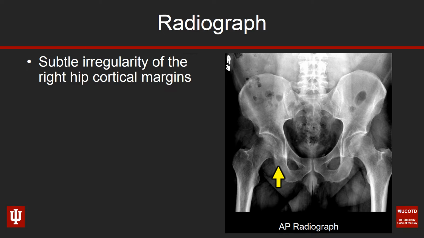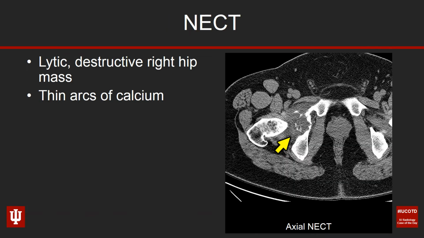On plain radiograph, there's not too much going on other than subtle irregularity of the right hip cortical margins. I'd be rather hard-pressed to draw any definitive conclusions from just this image. On axial non-contrast CT, we see that there is a lytic, destructive right hip mass with cortical irregularity of the ilium and acetabulum. Thin arcs of calcific density are seen within the lesion, reflective of chondroid matrix calcifications.